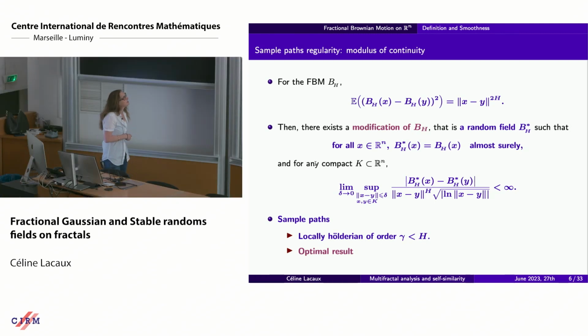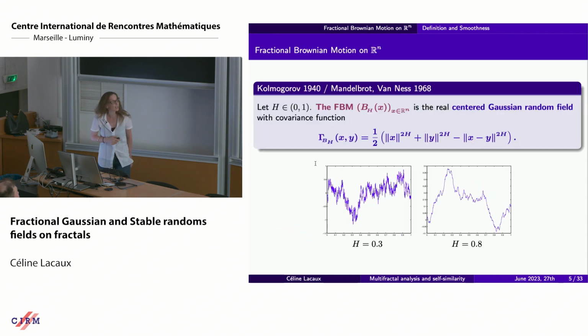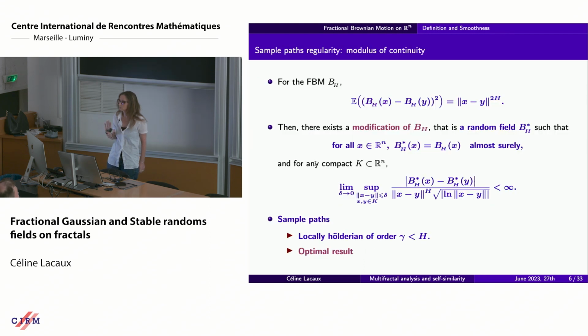And the first immediate consequence is that B_H star has locally Hölder sample paths of order gamma, as soon as gamma is strictly less than H. And in fact, it is an optimal result. You can also prove that B_H star doesn't have locally Hölder sample paths of order gamma as soon as gamma is bigger than H. So really H, as you have seen there, controls the sample path smoothness. Nice for everyone?